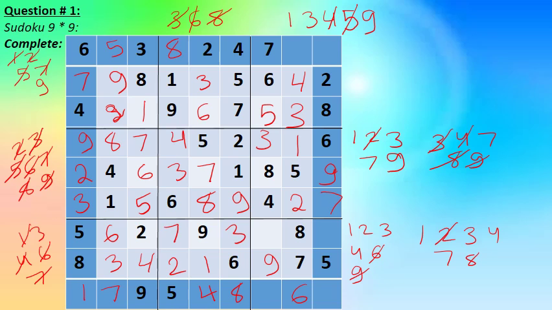Okay? Now in this box, what is this box missing? 9 and 1. 1 and 9. So here we have 9, here we have 1. Now, between 3 and 8 we write 1. After 8 we write 4. Under 5 we write 3. We write 3 and here we write 2. So we have finished the Sudoku 9 by 9, okay?